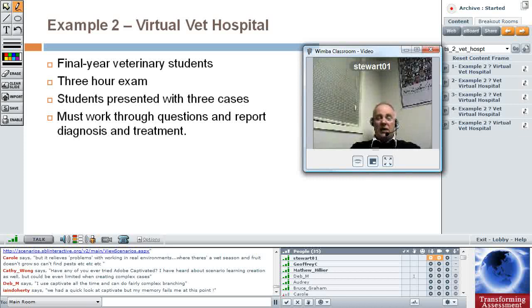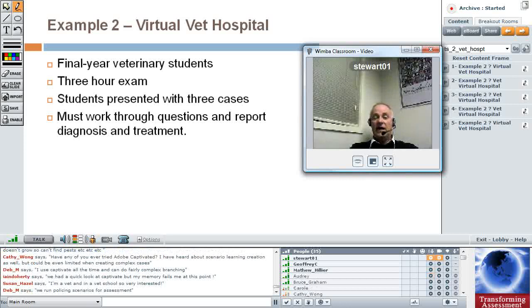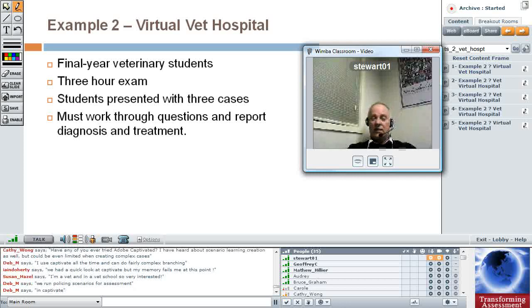The lecturer used SBL Interactive for what was almost a simulation of a hospital, where it had a number of rooms, you could do a number of tests in those rooms, and students had to go through three cases in a three-hour exam. So the pressure was on. This was the final exams. It was 100%, so the paper rested just on this. The idea was that they'd go through these three cases in SBL Interactive and these virtual hospitals and work through the questions and report a diagnosis and a treatment.